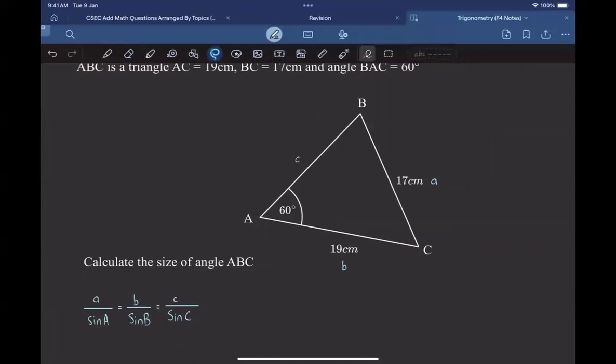I want you to show me what angle we're trying to find in this question. Just scratch it or something. BAC. ABC. Show me what ABC is. The whole triangle? The whole triangle is not an angle. They want us to calculate the size of angle ABC. Show me where angle ABC is.